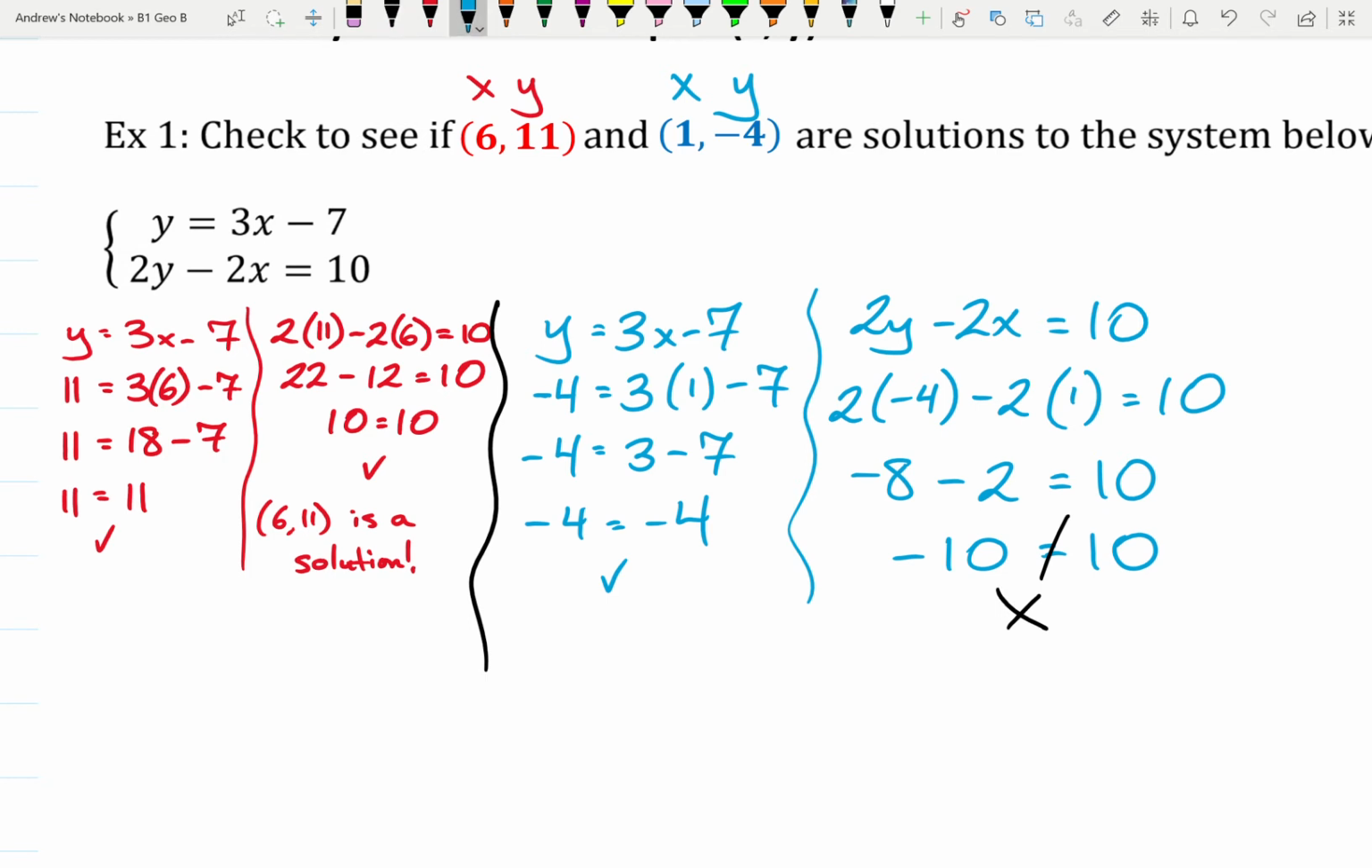So what we would be able to say here is that 1, negative 4 is not a solution. It's all fine and dandy that it worked over here for this first one, but if it doesn't work for both, it's not a solution to the system. So that red point, 6, 11, worked out. It worked for both. Blue one did not work for both. Okay.